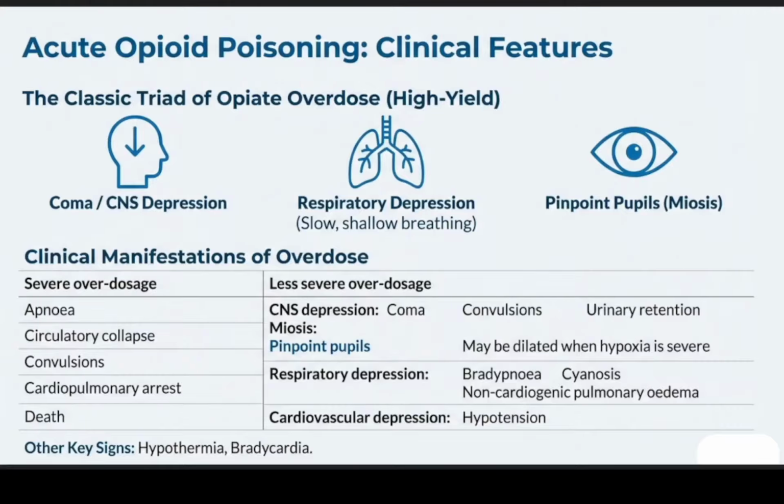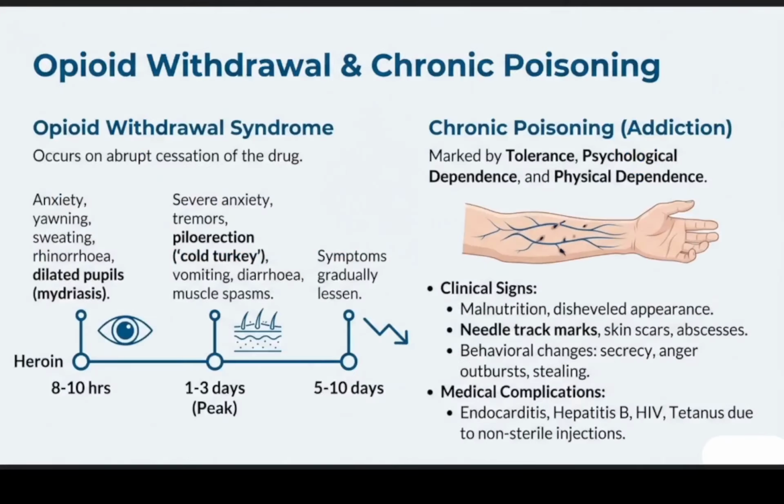Apart from that, there is chronic poisoning, marked by tolerance, psychological dependence, and physical dependence. It is addiction, people who are addicted to morphine. I think in yesterday's class I was telling about that. So what are the clinical signs over here? There's going to be malnutrition, disheveled appearance, needle track marks, skin scars, abscesses, and behavioral changes: secrecy, anger outbursts, stealing. All that is going to be there in chronic poisoning. And what are the medical complications? They lead to endocarditis, hepatitis B, HIV, tetanus due to non-sterile injections and all that.